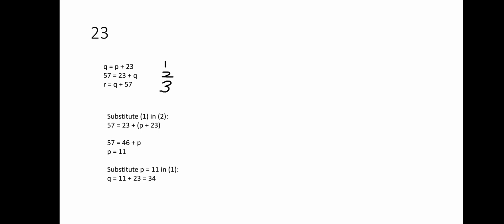We can then substitute P equals 11 in the first equation to give us Q, and that would give us Q equals 11 plus 23, which is 34. And then finally we can substitute Q equals 34 in the third equation. That would give us the value of R. So R is 34 plus 57, which is 91. So just to summarize, P equals 11, Q equals 34, R equals 91.